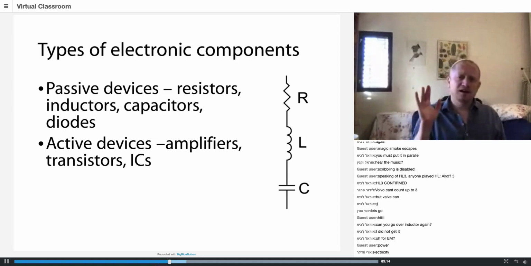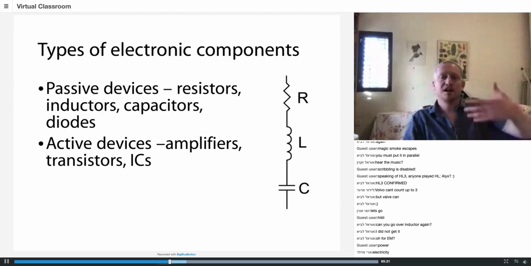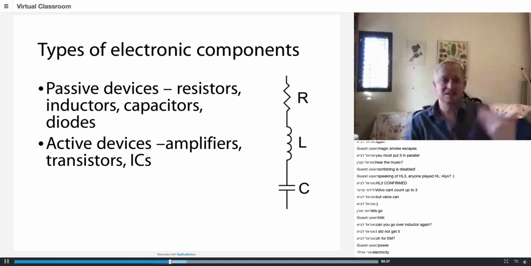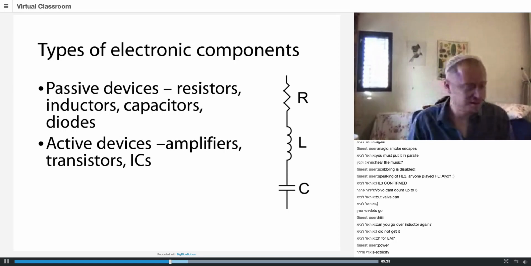Transistors can be used as amplifiers, but they can also be used as switches, and this is what I'm going to talk about in the course. Transistors are the building block of an integrated circuit. An IC is an integrated circuit, which is a bunch of all of these transistors and also passive devices bunched together, and then you get a chip with a lot of devices together.